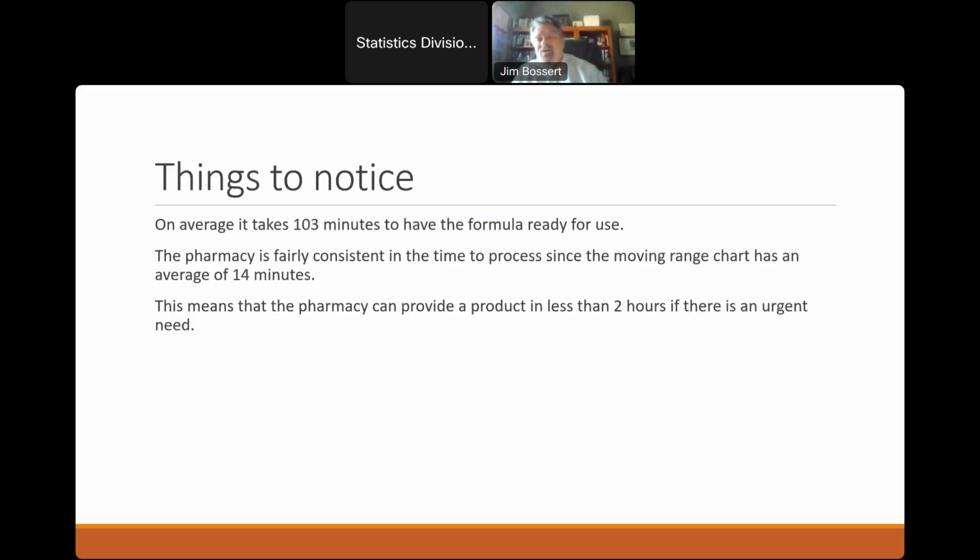So 103 minutes to process, and the moving range finally got down to an average of 14 minutes. So they can produce a product in less than 2 hours if they need to. That's a pretty important thing if you get chemotherapy. Depending on how the product is being given to you in chemotherapy, it could be done in an hour, it could be done in 2 hours. But turnaround time is important, and freshness is very critical.